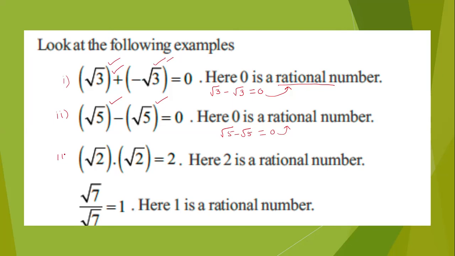You may observe the third one. Root 2 into root 2. The point means multiplication. What does it give? Root of 2 into 2. When there are two equal factors under the root symbol, then we take one factor, that is 2. What do you say about 2? 2 is a rational number.